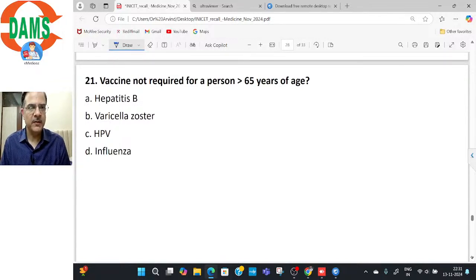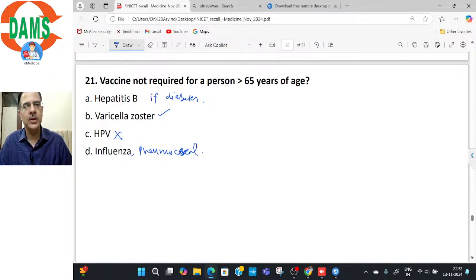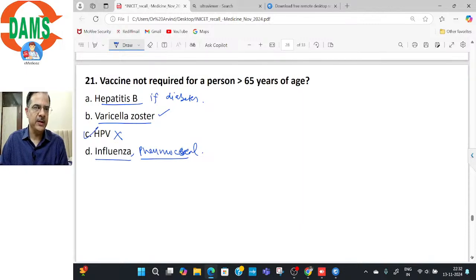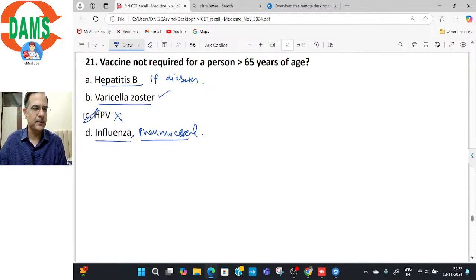Question number 21, which vaccine is not required for a patient after the age of 65 years? Hepatitis B, yes, this is required, especially if comorbid conditions are there, if diabetes is there, so it is recommended. Varicella zoster, yes, true. Papilloma virus vaccine is not recommended. Influenza and pneumococcal vaccines are all recommended after the age of 65 years, not the HPV vaccine. So C is the correct answer here.